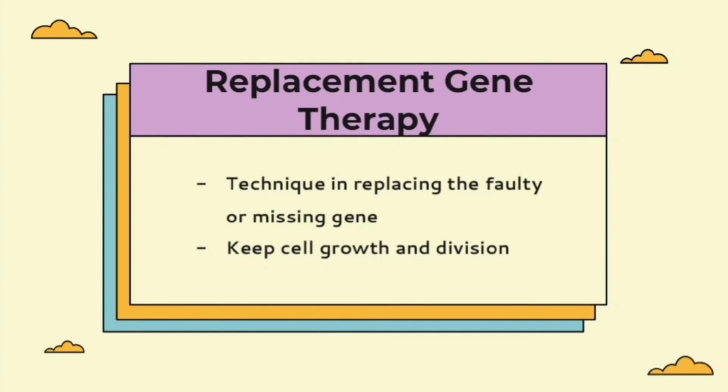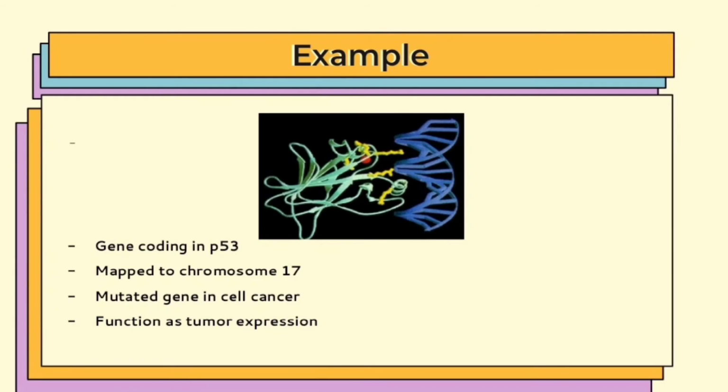What is replacement gene therapy? Replacement gene therapy is a technique in replacing faulty and missing genes, which serve to keep cell growth and division, with a normal and healthy copy of the gene. For example, the gene coding for P53, also known as TP53. The P53 gene has been mapped to chromosome 17. It codes for a protein that regulates the cell cycle and hence functions as a tumor suppressor.